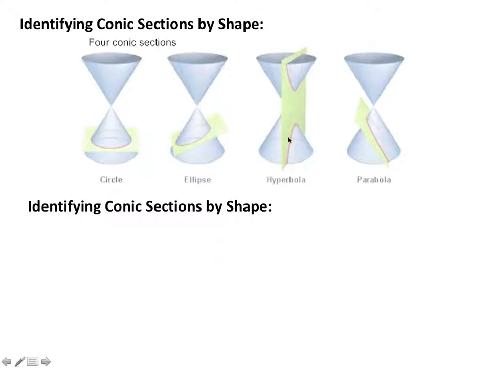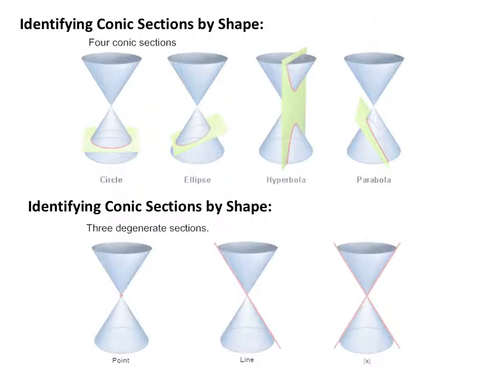So here's the 4 conic sections, just a quick sketch here. If you get those sketches into your notes, that would be good. And here are the 3, we call these degenerate sections because they don't make a conic shape like above. They make shapes that we're familiar with that we don't think of as conic sections.